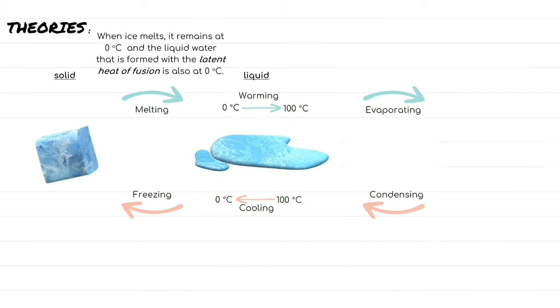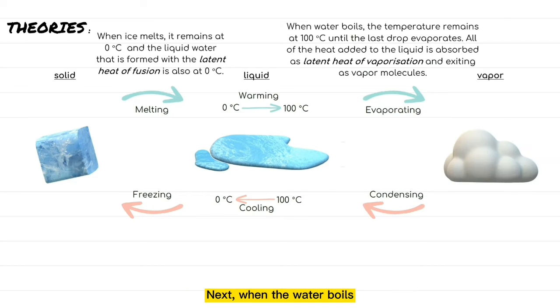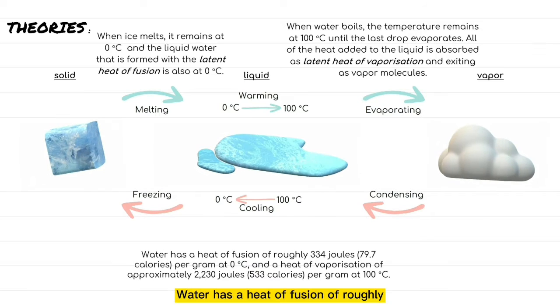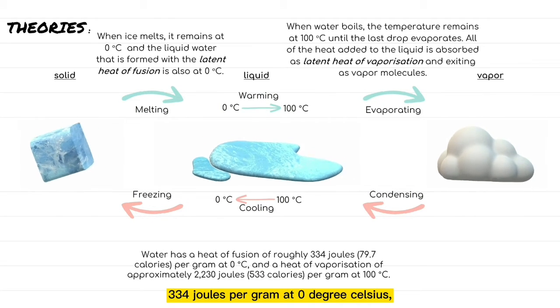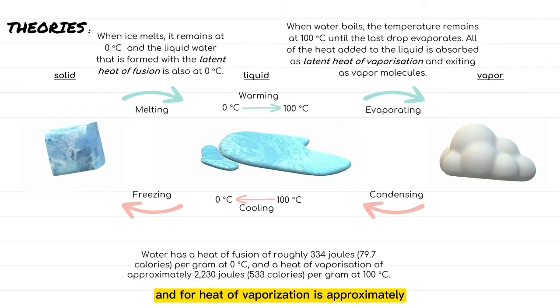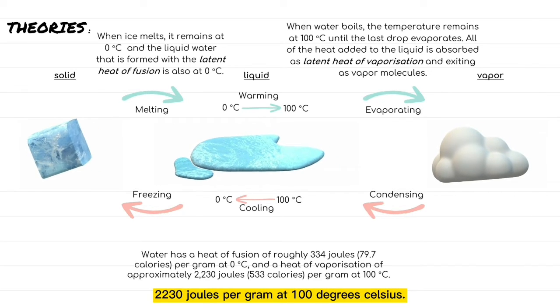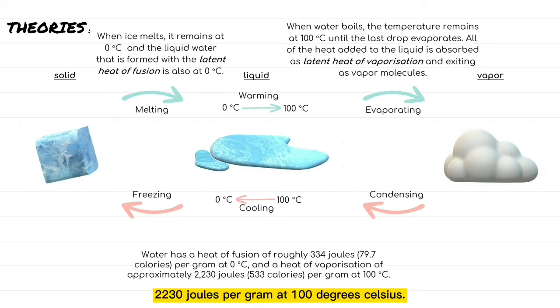When ice melts, it remains at 0 degrees Celsius and the liquid formed with the latent heat of fusion is also at the same temperature. Next, when the water boils, the temperature remains at 100 degrees Celsius until the last drop evaporates. All of the heat added to the liquid is absorbed as latent heat of vaporization, exiting as vapor molecules. Water has a heat of fusion of roughly 334 joules per gram at 0 degrees Celsius, and a heat of vaporization of approximately 2230 joules per gram at 100 degrees Celsius.